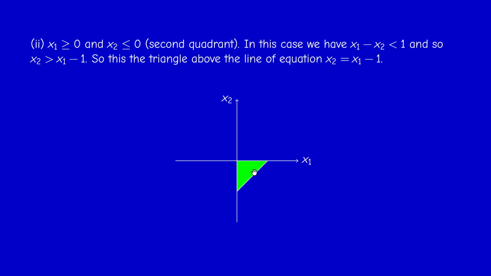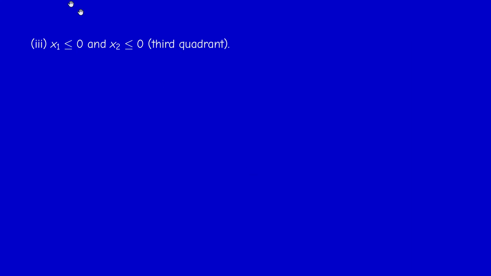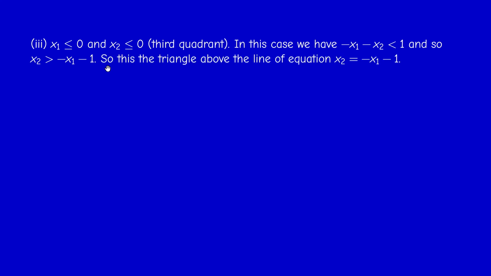And you guessed what's next. Third quadrant, both are negative. So the absolute value of x1 is minus x1, because now minus x1 is positive. And the absolute value of x2 is minus x2, so you get minus x1 minus x2 is less than 1, or x2 is bigger than minus x1 minus 1. So we are now above the line of equation x2 equal minus x1 minus 1, which is parallel to the second bisector. So we are above, so we are in this region here.